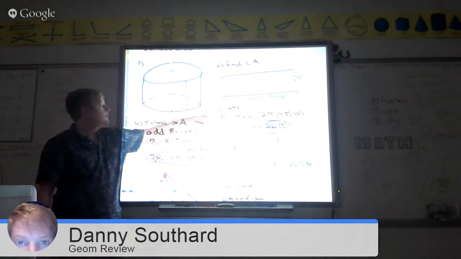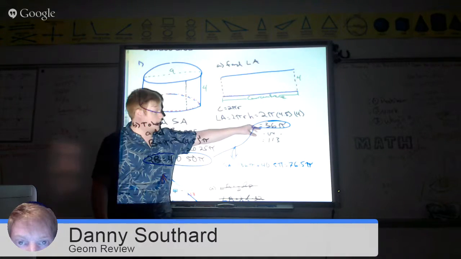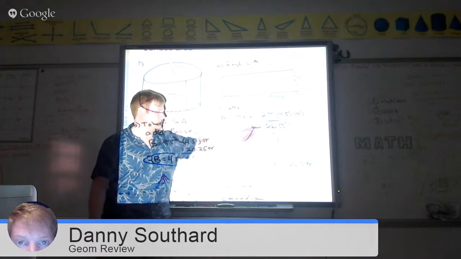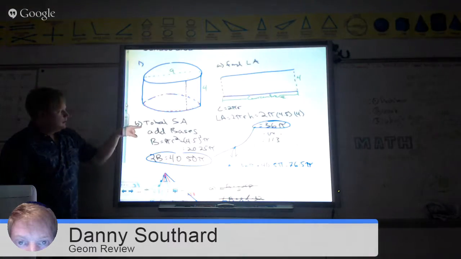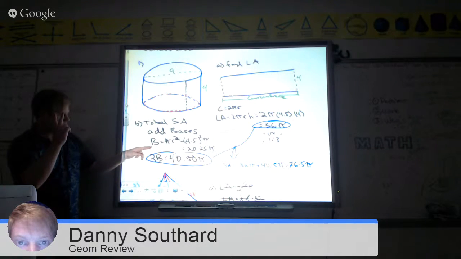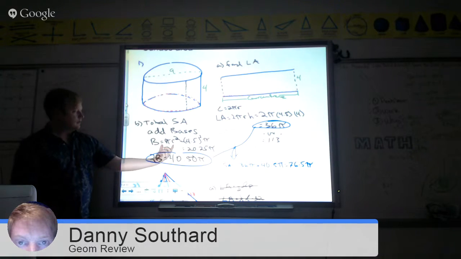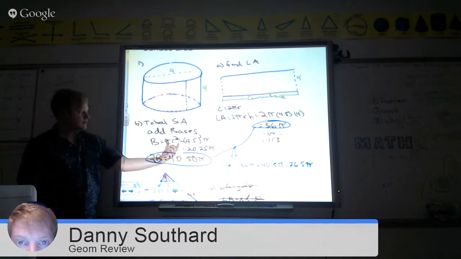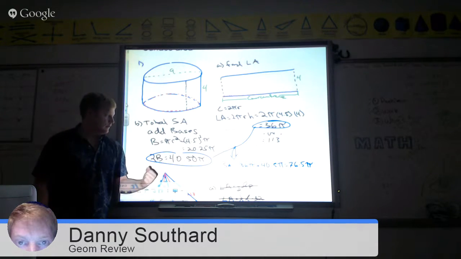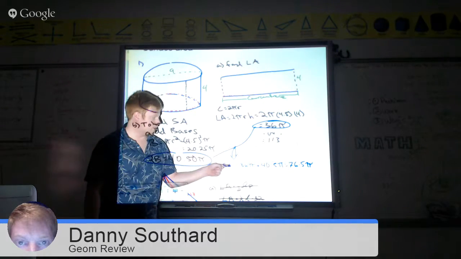So I ended up with 36 pi, or about 113. We're going to use the 36 pi. For the total surface area, I need to add in the bases. There are how many bases? 2. Each base is a circle, so pi r squared is the formula I used, and I want 2 of those, so 40.5. So my total surface area is 76.5 pi.